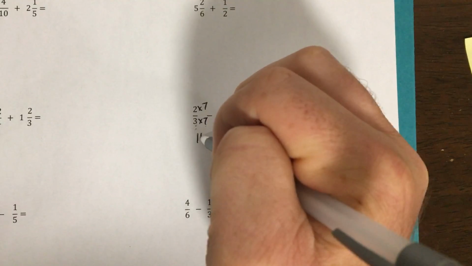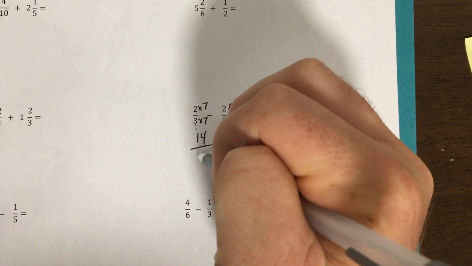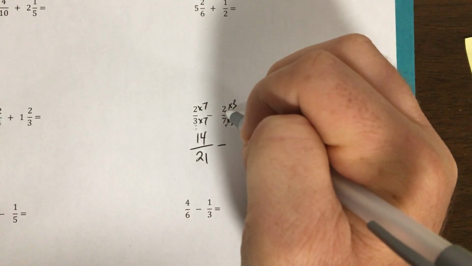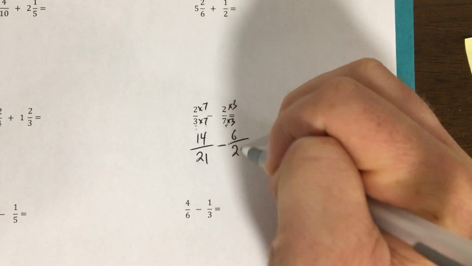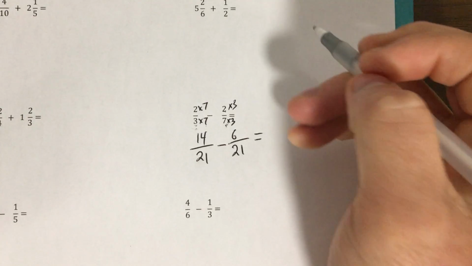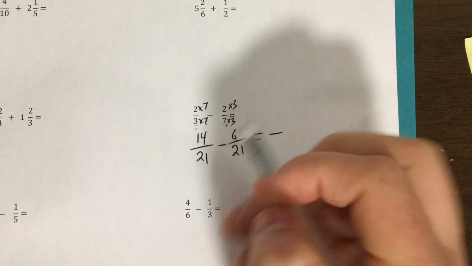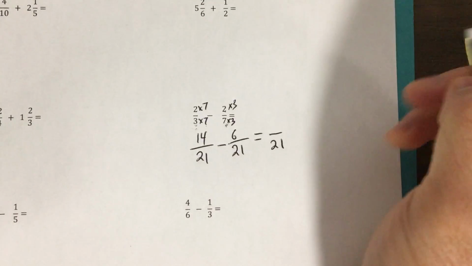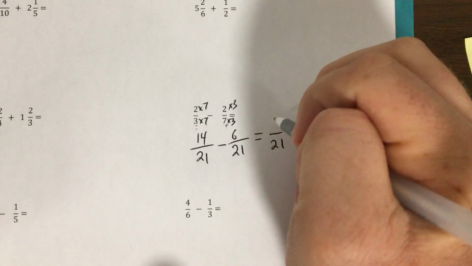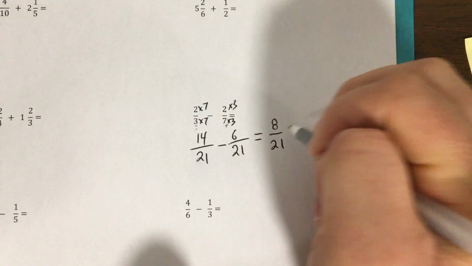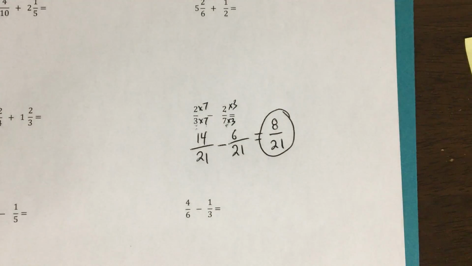So 2 times 7 is 14. 3 times 7 is 21. Subtract. 2 times 3 is 6. 3 times 7 is 21. Same deal here. Bottoms stay the same. So our answer is still going to be 21sts. 14 subtract 6 brings us to 8. So our answer is 8/21. Okay? So that's your common fractions, okay?